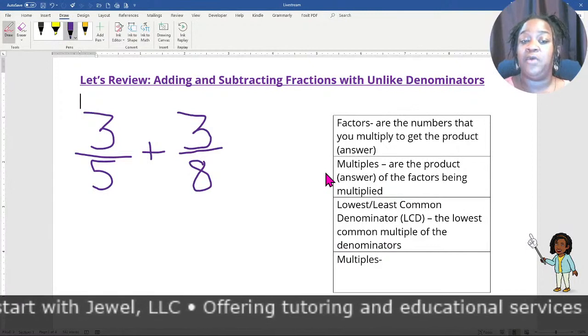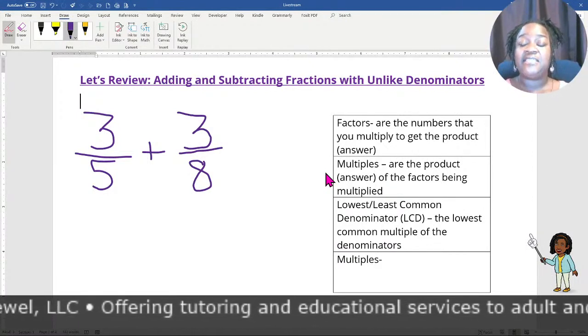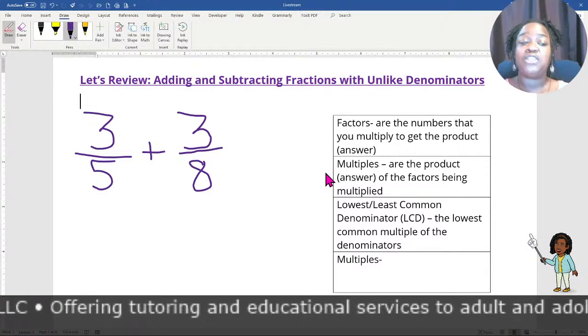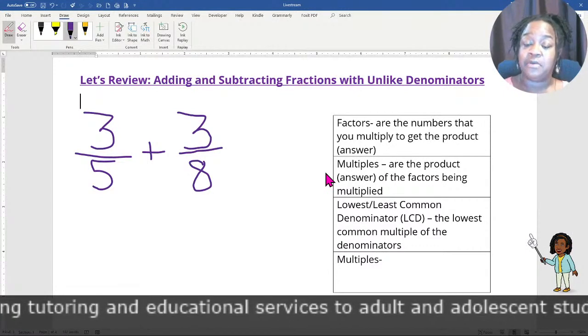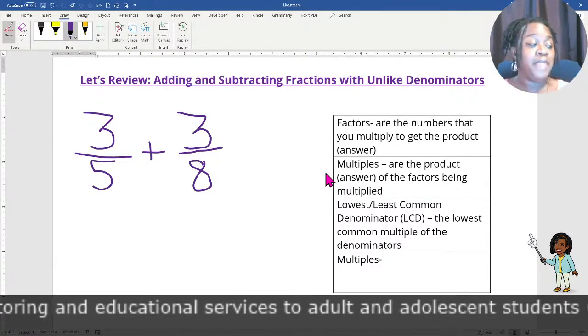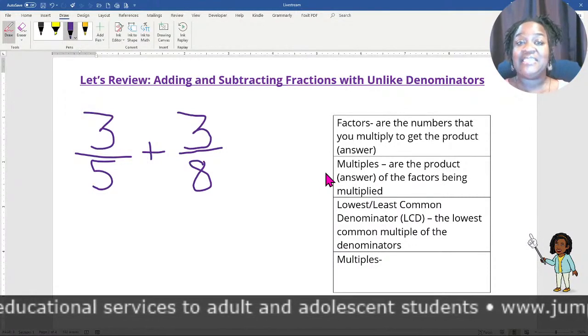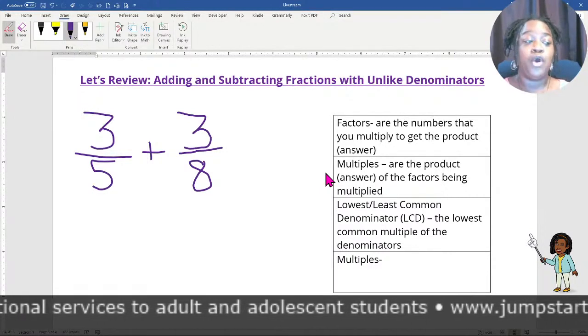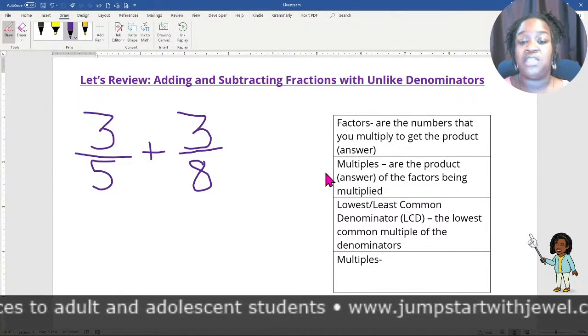So you're going to have to know your factors and your multiples. When adding and subtracting fractions, you must know the lowest or the least common denominator. You might hear both of those terms. You may also hear the LCD. That's what that stands for, lowest or least common denominator. That number is the least common multiple of those denominators.